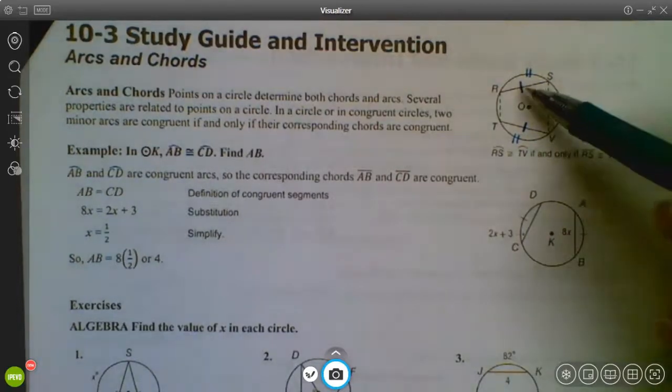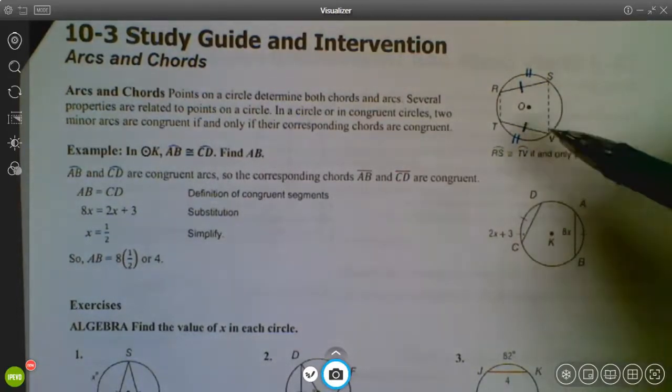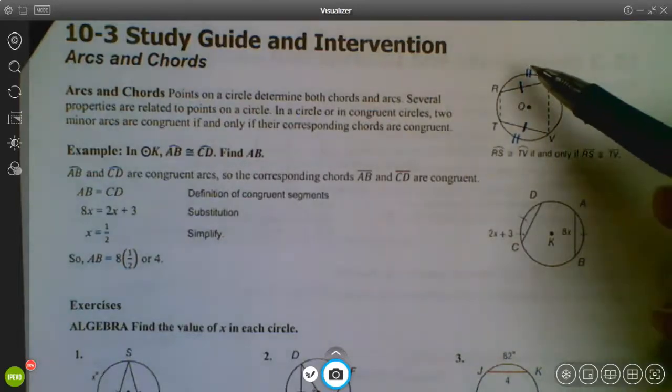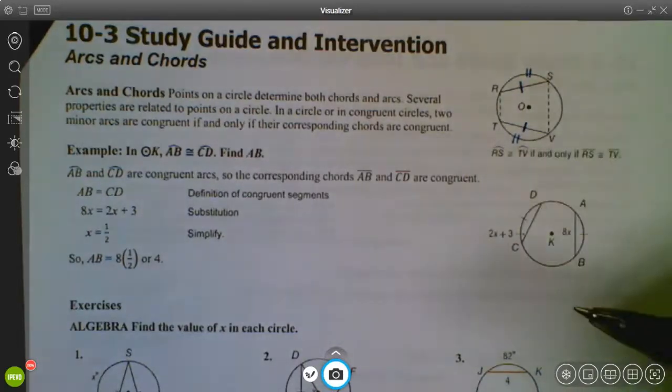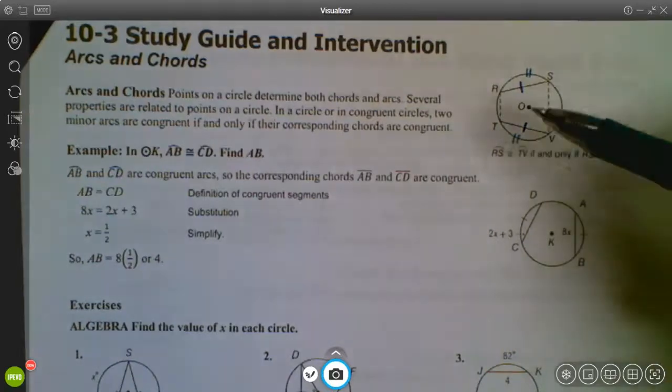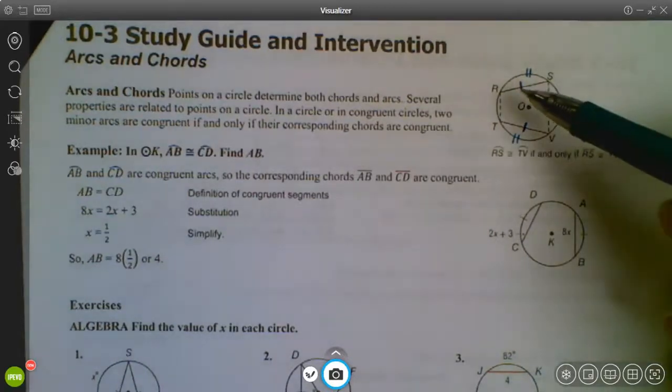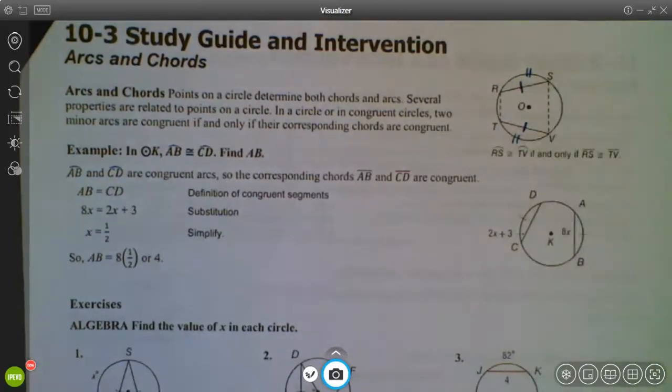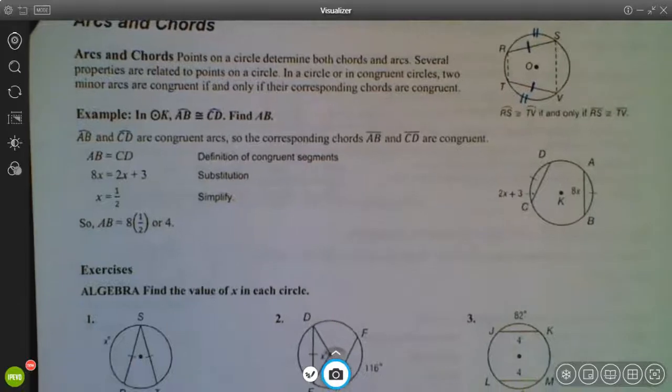So if you know that these two chords are congruent, then you're able to say that the two arcs are congruent, and it goes the other way. If you were to say that these two arcs are congruent, then yes, it does make the two chords congruent as well. Okay, so here's just a basic example they put together for us, and then we're going to try a bunch on our own.